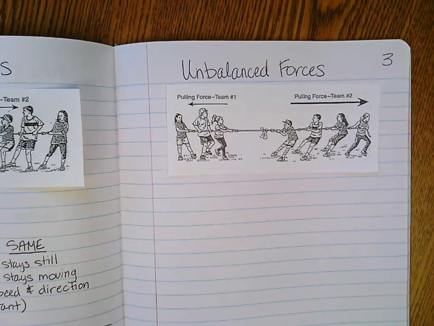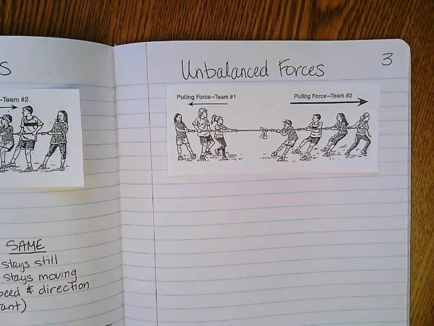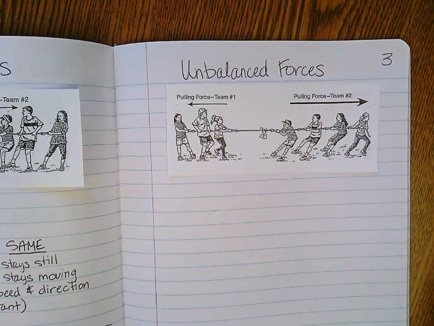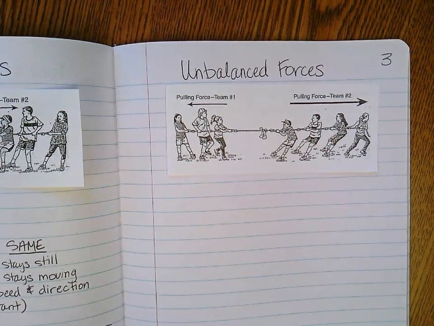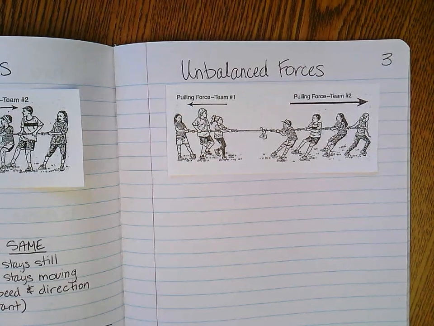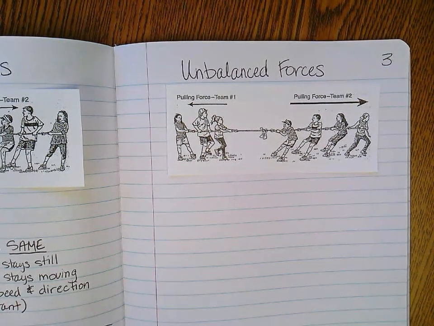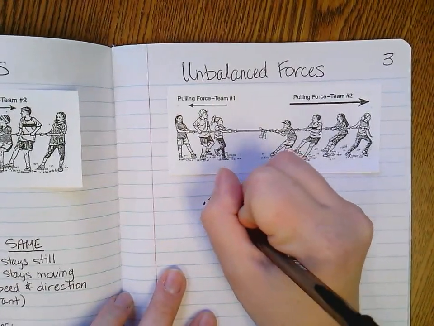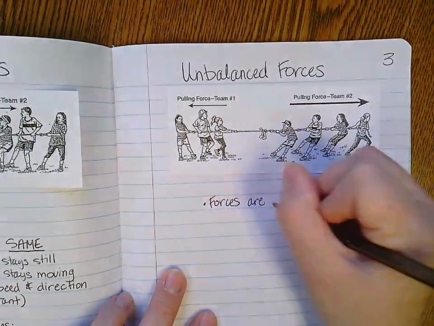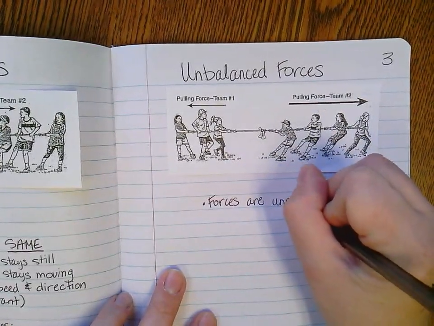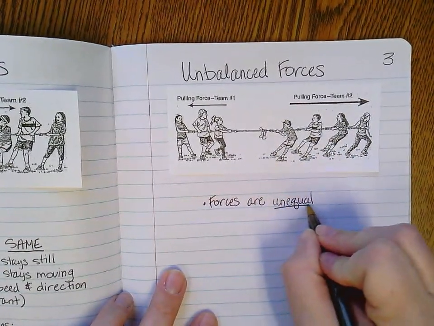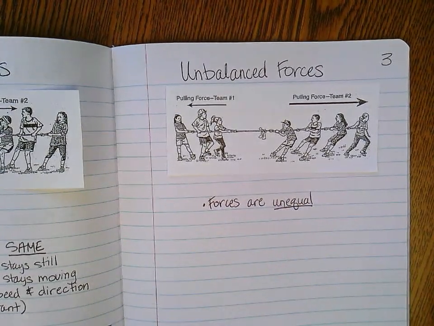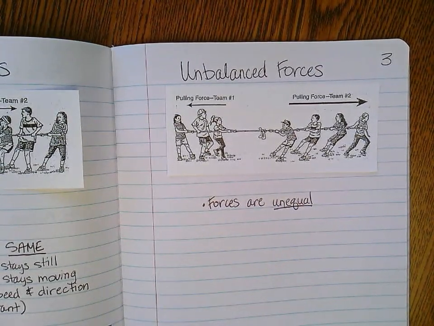Now we're going to move on to the unbalanced forces on page 3. So you see in the tug-of-war picture that unbalanced means uneven or unequal. The team on the right, team number 2, is pulling with a greater force, so it's not equal to the force of team number 1. So with unbalanced forces, we can say that forces are unequal. It's going to be a key word for unbalanced forces. That means they're not the same, they're not equal, they are unequal.